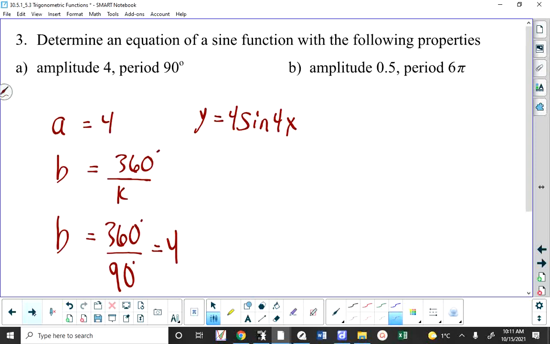Why did it say determine an equation? Because you could have been just that person that says, I'm going to use -4. That would be fair. That would still have an amplitude of 4 and a period of 90.